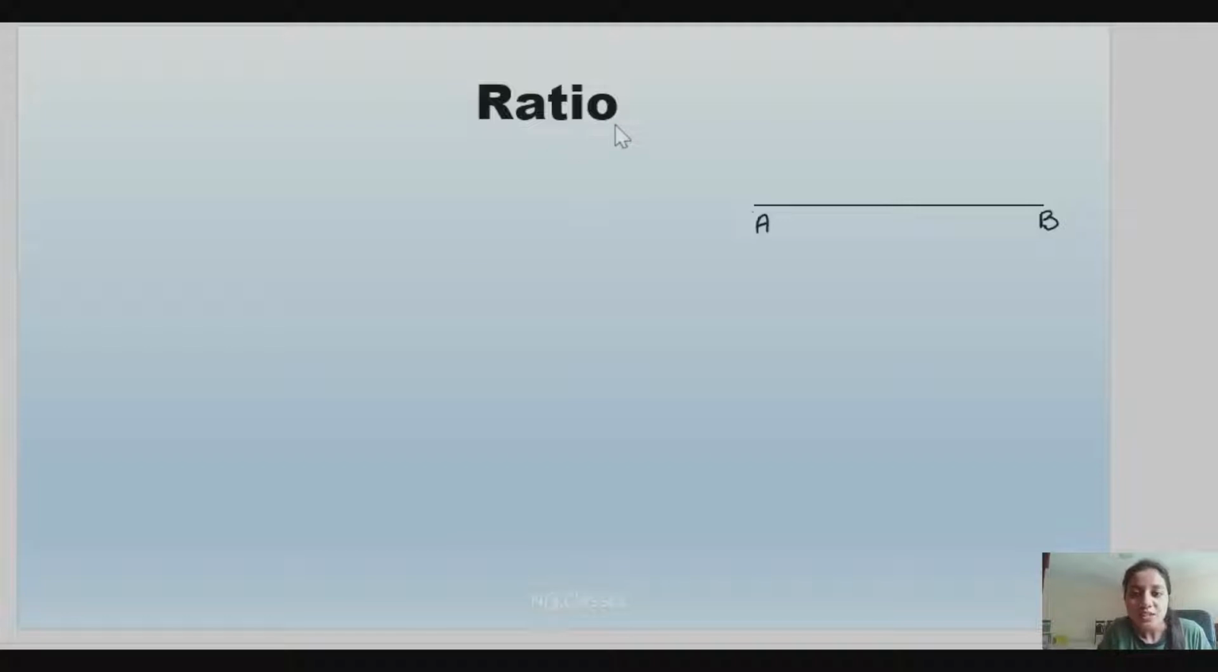Now what is this ratio? Ratio means nothing but just a fraction. Suppose I am having a fraction 2 by 3. In ratio form we can write it as 2:3. This colon sign we call is to in ratio. Here this numerator is representing a quantity and this denominator is representing another quantity.